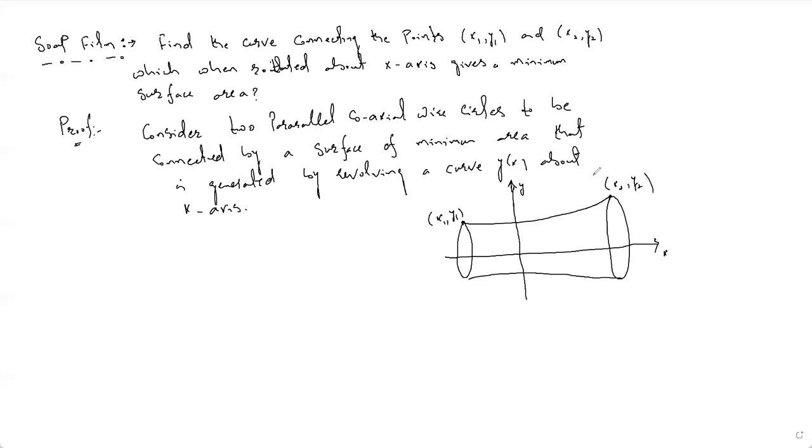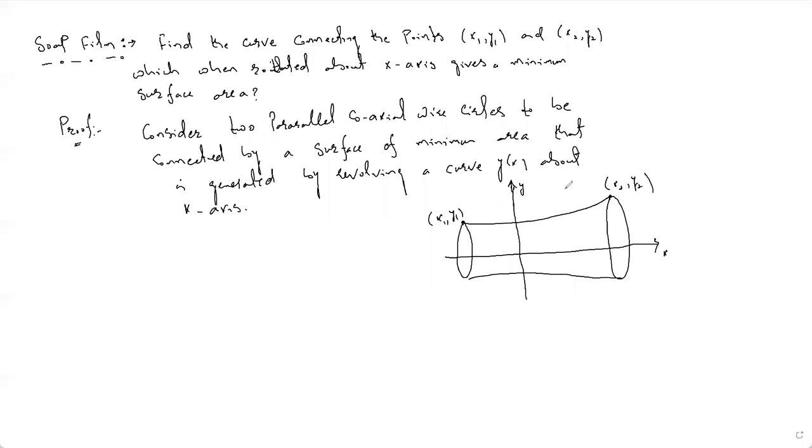Now the variational problem is to choose the curve y of x so that the area of the resulting surface, that is this particular area, is minimum. It will cover a minimum surface area. Now the physical situation corresponding to this problem is that of a soap film, for example, suspended between the two circles.